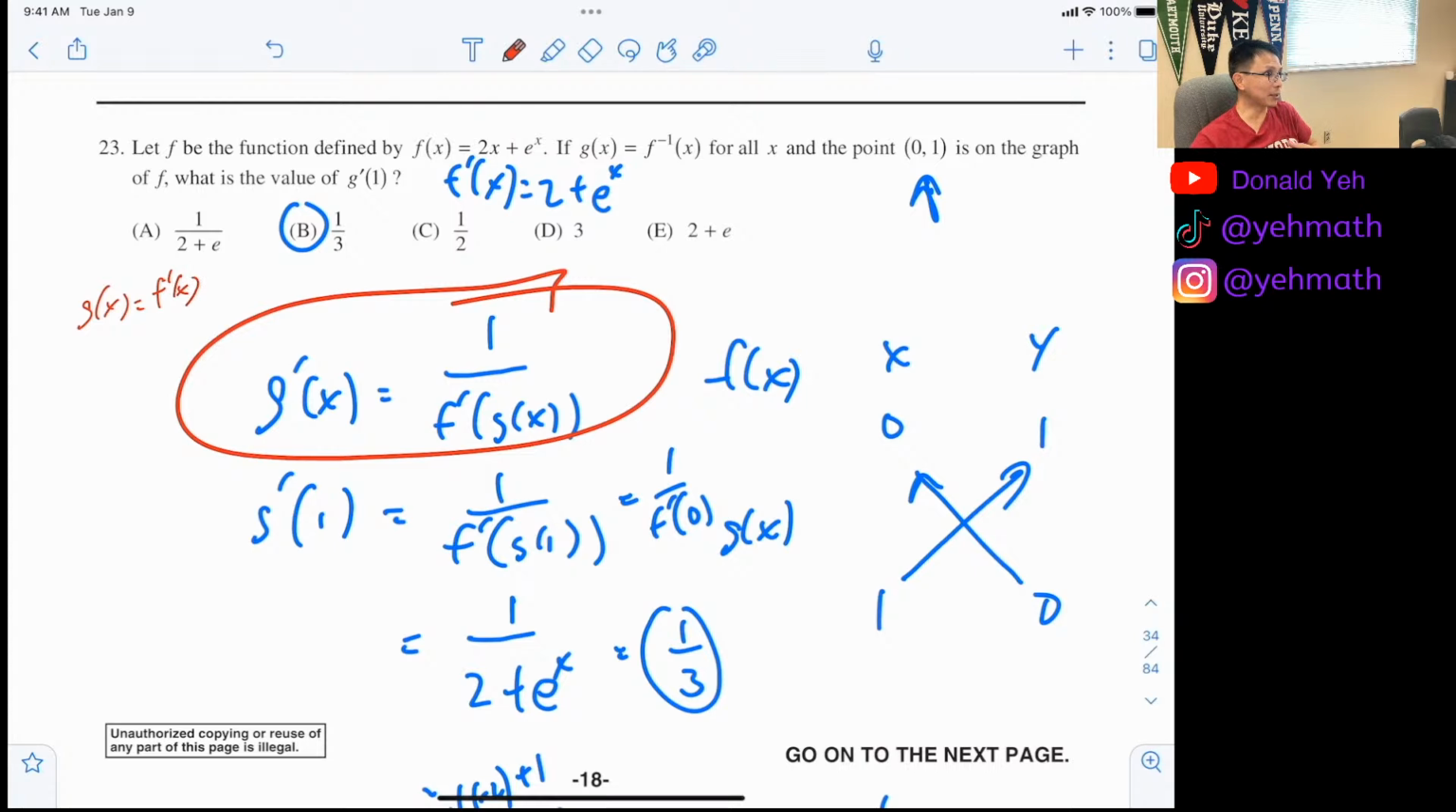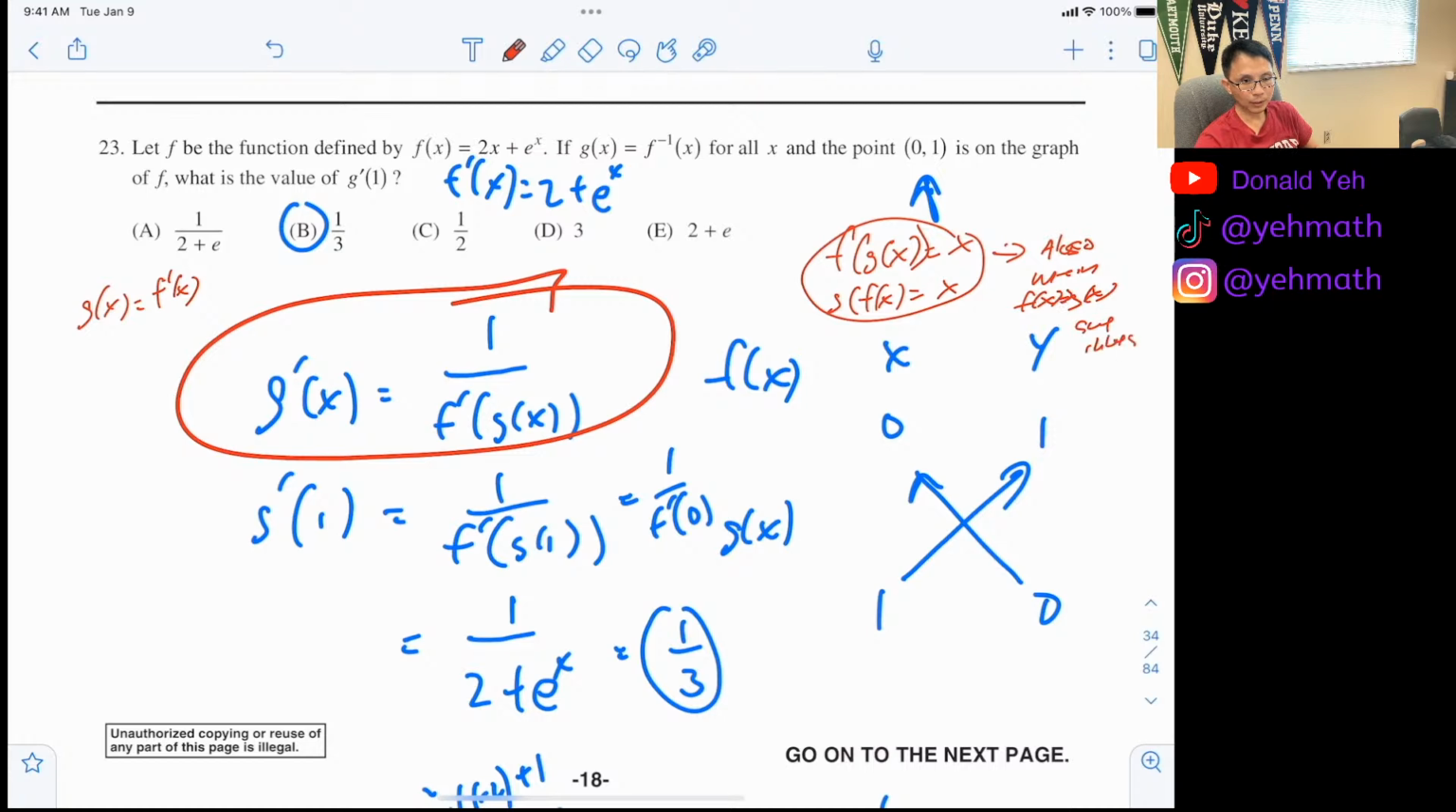Now another way to say they're inverse of each other is this: f of g of x is equal to x, or g of f of x is equal to x. This also means f of x and g of x are inverses. So if you know this one, guess what? Just g prime of x equal to 1 over f prime of g of x.